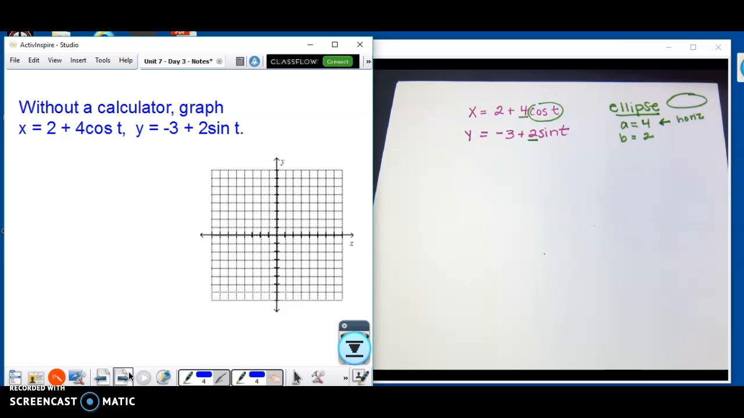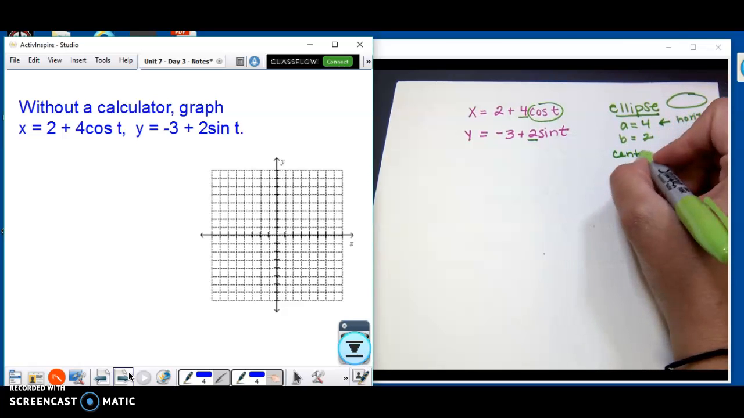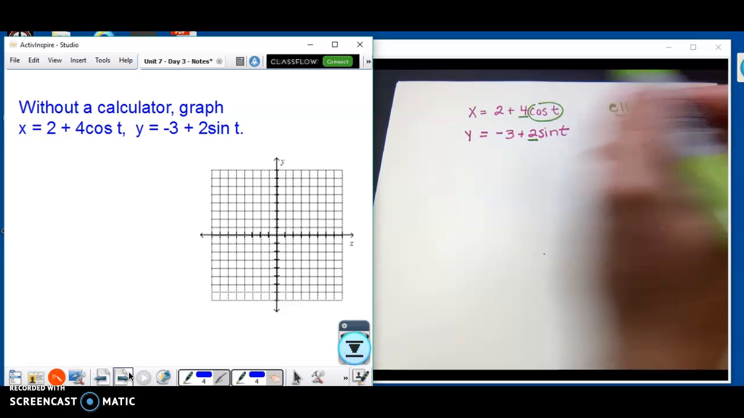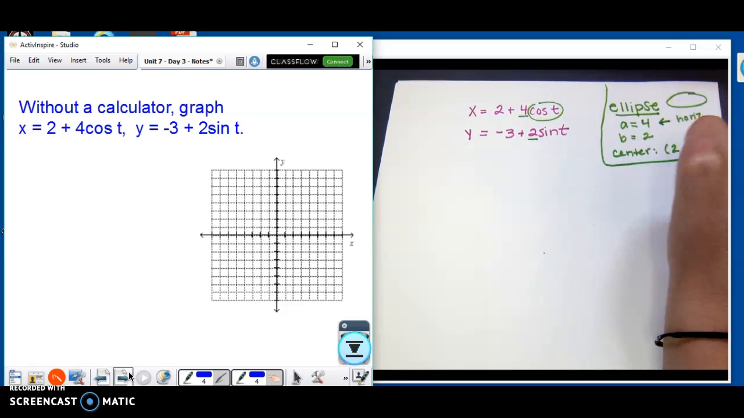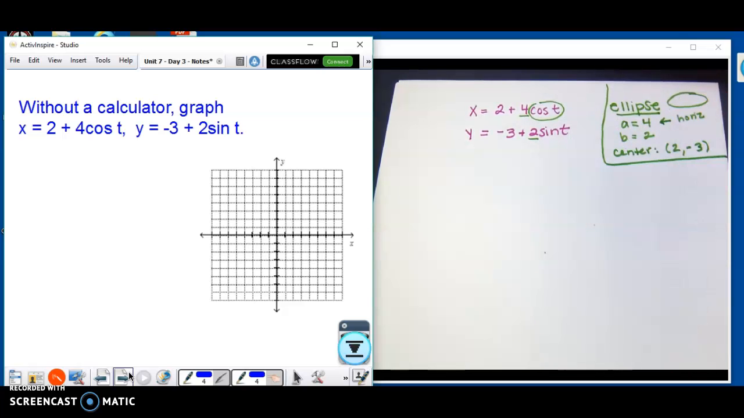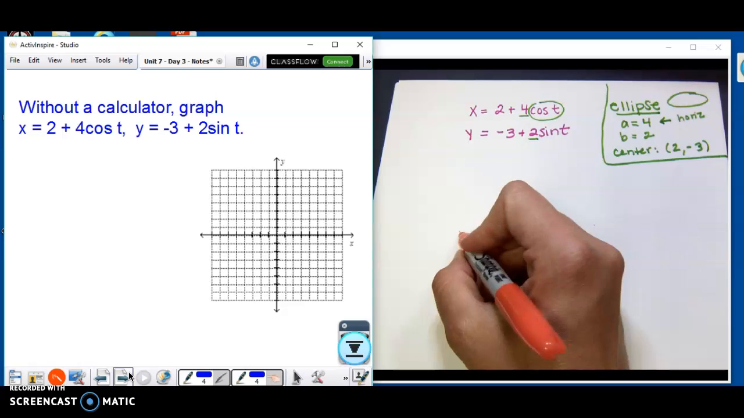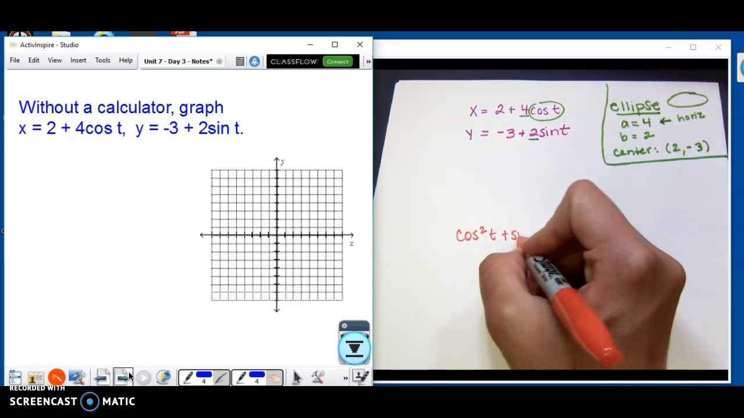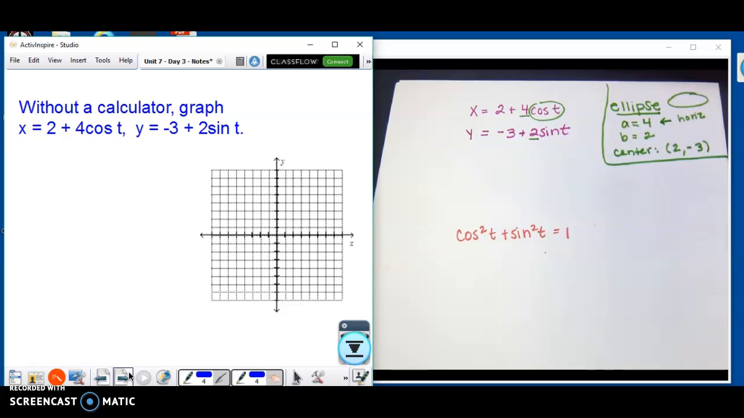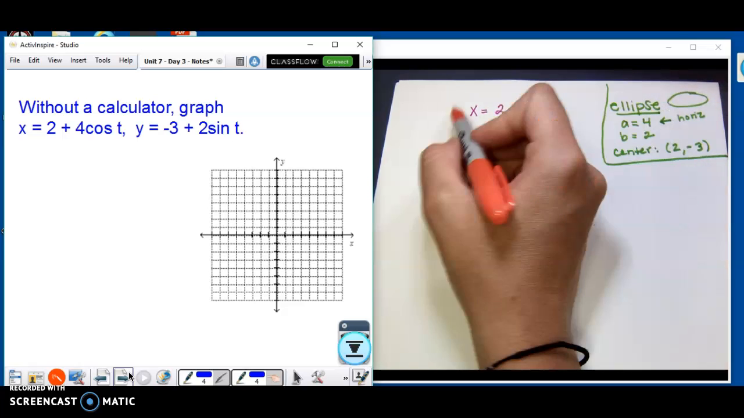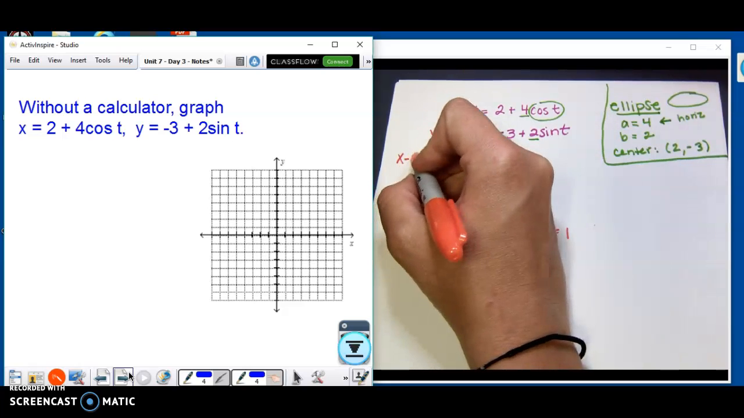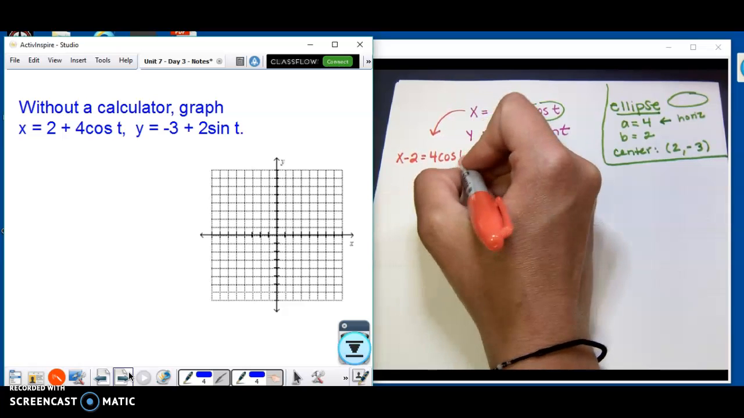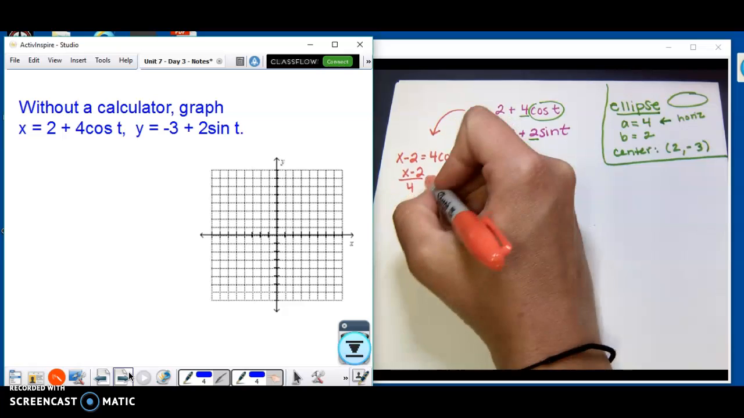Other things we can tell is what the center of our ellipse is going to be. So the x is 2, and our y is -3. We will check this stuff whenever we get it in rectangular form and make sure we get the same thing. Okay, so we are going to be using cosine squared plus sine squared equals 1. Before we can use this trigonometry Pythagorean identity, we need to solve for cosine and solve for sine. So if I take the top one, if I want to solve for cosine, I'm going to subtract 2 first, and then I'm going to divide by that 4.